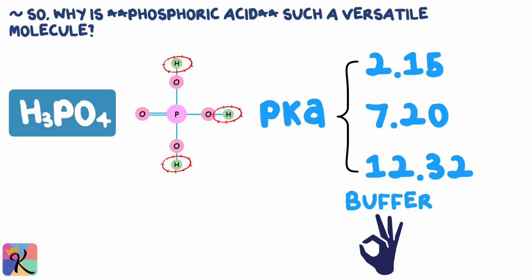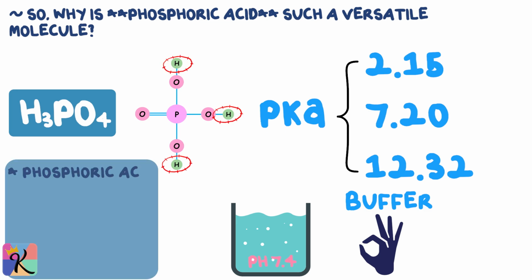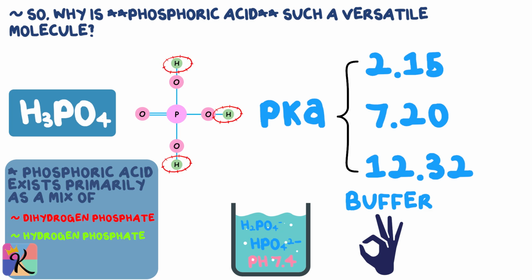For example, at physiological pH, which is around 7.4, phosphoric acid exists primarily as a mix of dihydrogen phosphate and hydrogen phosphate in nearly equal amounts. This balance makes it very effective at buffering, meaning it can help maintain a stable pH even when acids or bases are added to a solution.